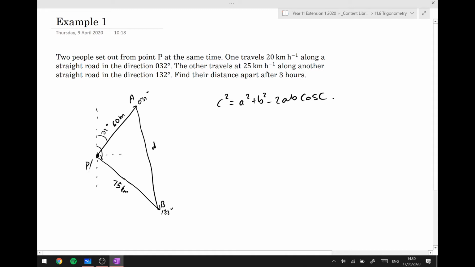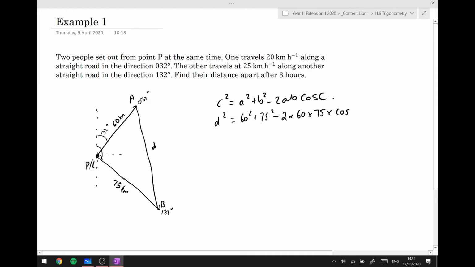Okay, so I can just put a slash c, and a and b work as they are. So in this case, my c is my d. So d squared, the distance squared, is equal to the sum of the other two sides squared minus 2 times the other two sides again times cos of, and now this is where we need to find our angle.